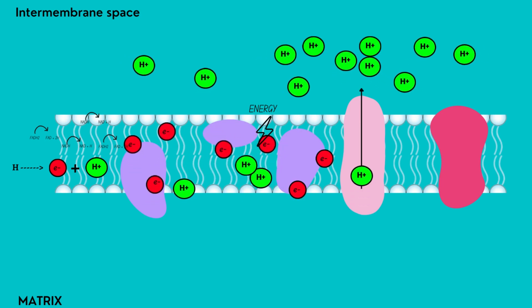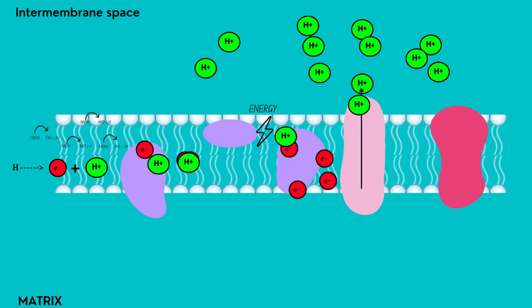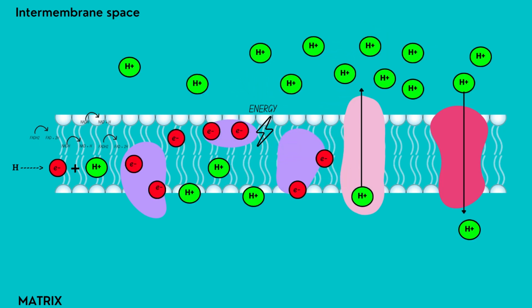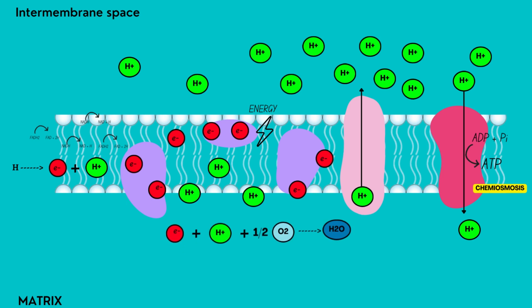Energy is used to pump hydrogen ions into the intermembrane space. This creates a proton gradient. The hydrogen ions diffuse back by facilitated diffusion through ATP synthase, and ATP is synthesized. This is called chemiosmosis. Finally, the hydrogen ions and electrons combine with oxygen to produce water.